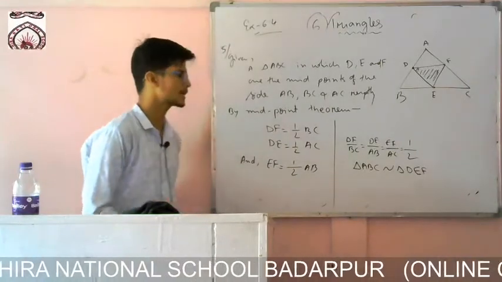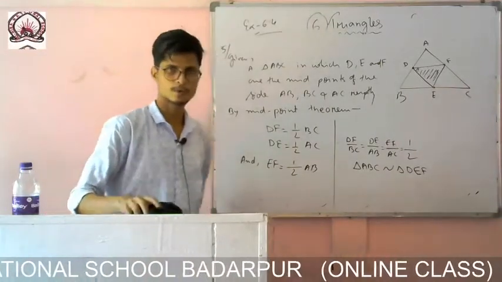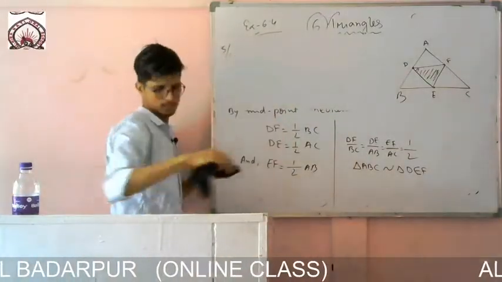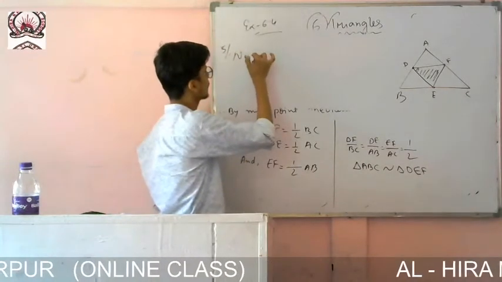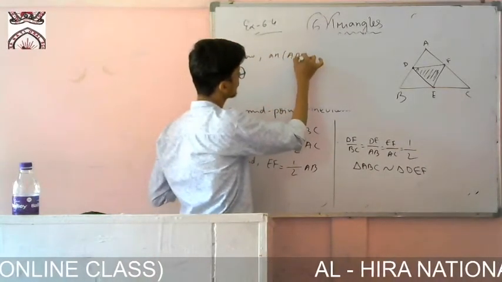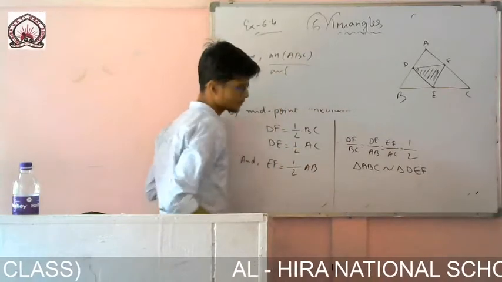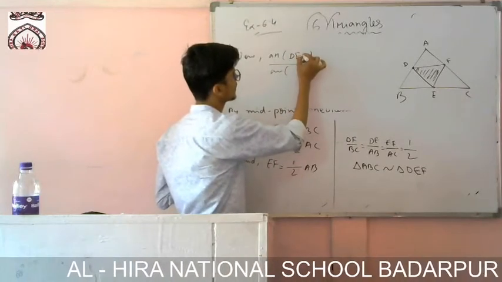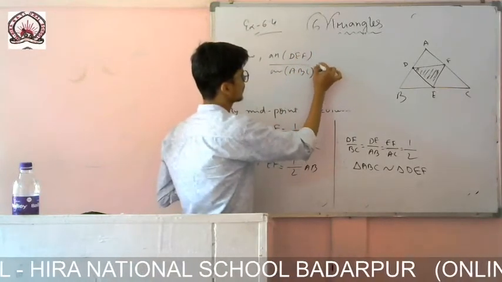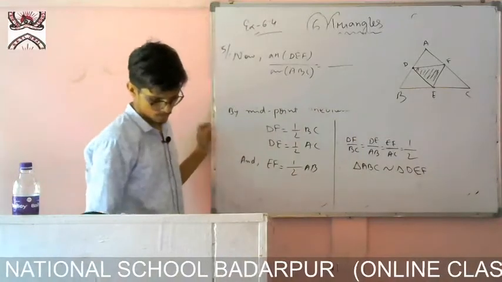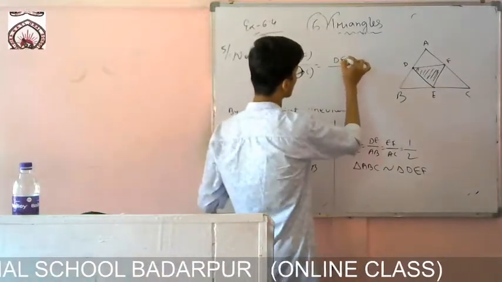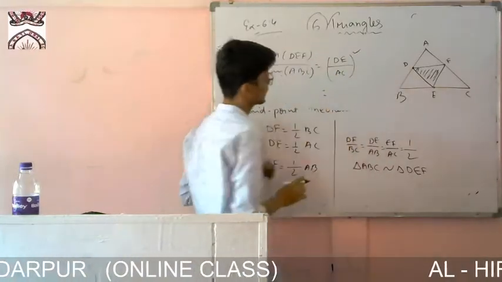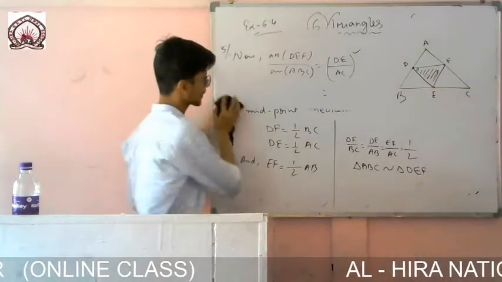So if these two triangles are similar, then I can find the ratio of their area by using that theorem. So you write like this now: area of triangle ABC by area of triangle, which one? Oh sorry, DEF, given earlier, no? So you write area of triangle DEF by area of triangle ABC, which will be equal to DE square by AC square.